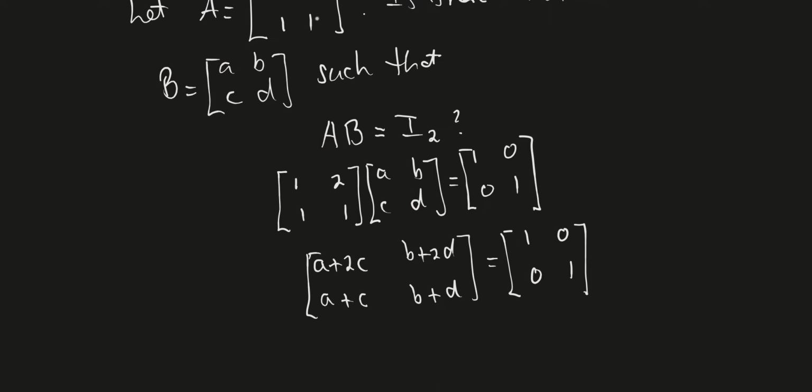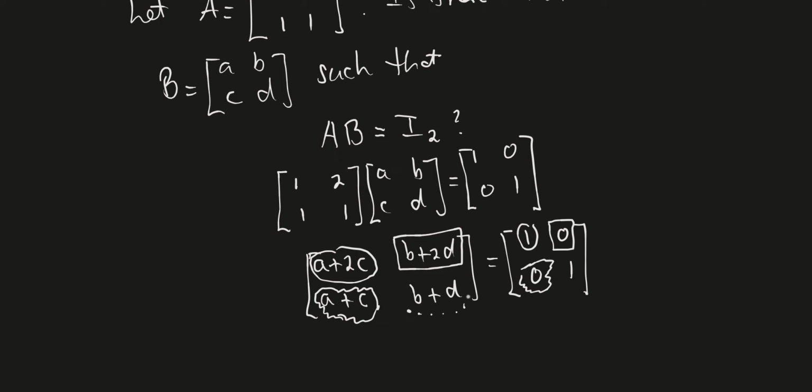But not only that, we know that the corresponding entries now have to match up. We know that A plus 2C has to be equal to 1. B plus 2D has to be equal to 0. A plus C has to be equal to 0. And B plus D has to be equal to 1. So what we actually get are a bunch of equations. In fact, they're linear equations.